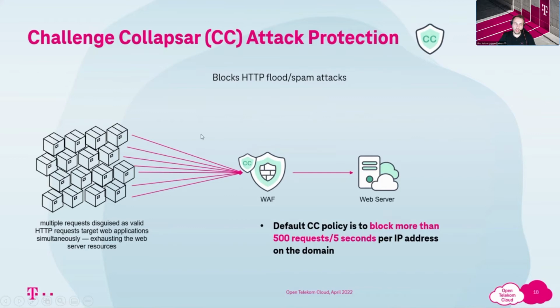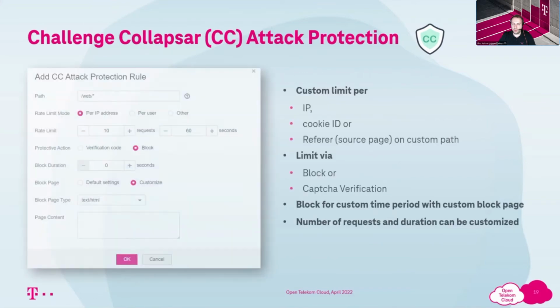But this is something you can also configure with additional rules, meaning when you go into the settings, you can create a limit, for example, per path, so on the path on your web server, if it is considered per user or per IP address, what the rate limit is for blocking, how the block would look like, a captcha code, or if you create directly a blocking page for the customer, how long the customer would be blocked, and if the blockade page is customized.